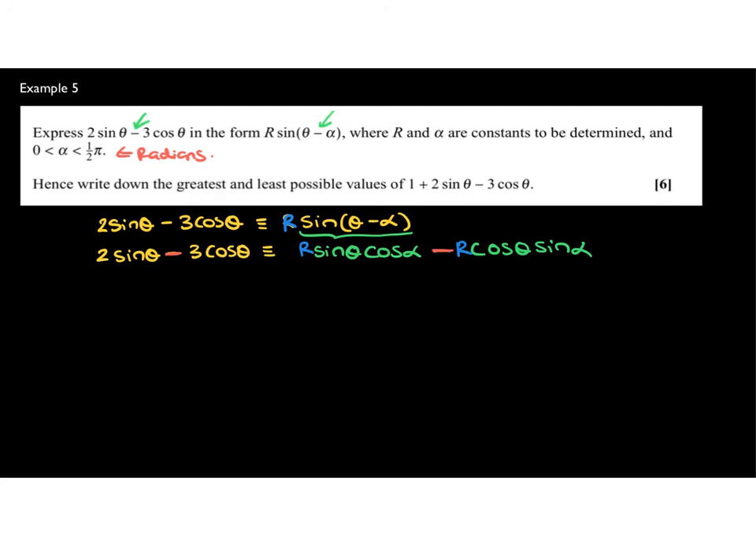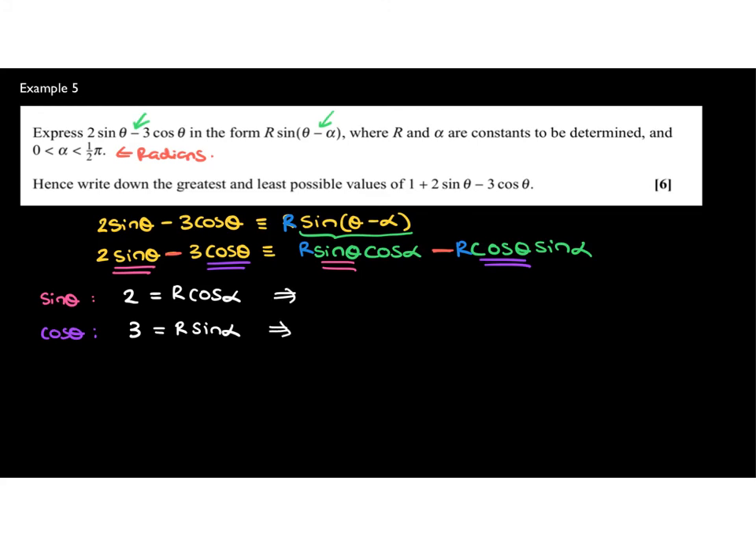Now, let's compare our coefficients. So we've got sine theta here and here. So if we look at sine theta, what does that tell us? It tells us that 2 on the left-hand side is matched by r cos alpha. And then if we look at cos theta here, it's matched by cos theta on the right-hand side. So on the left-hand side, we have a 3. Again, we can ignore the negative sign because there's 1 on both sides, so they would simply cancel. So 3 on the left-hand side is matched by r sine alpha.